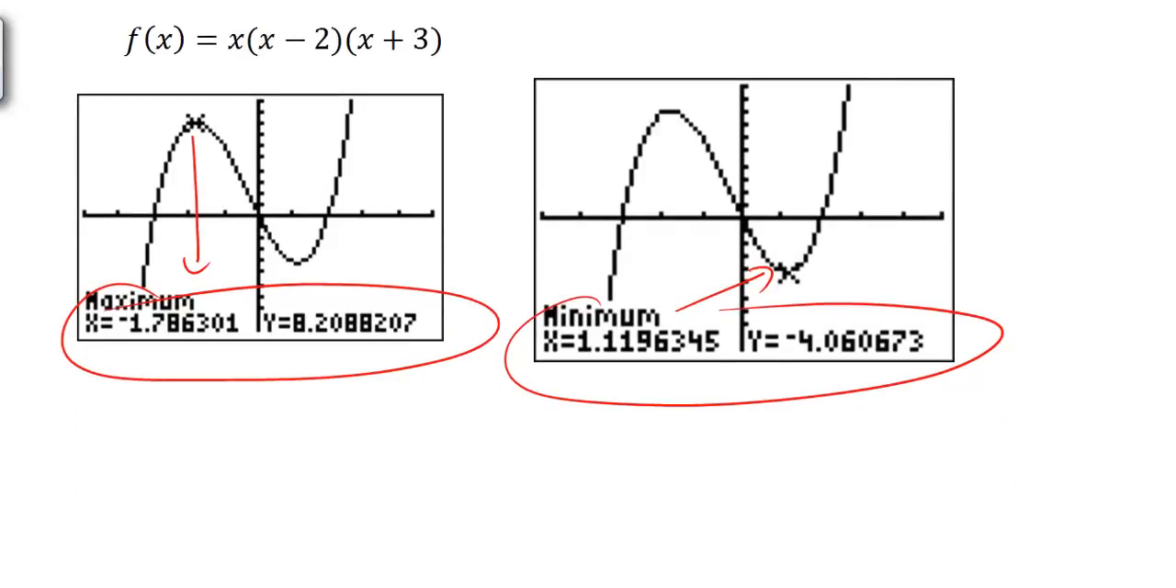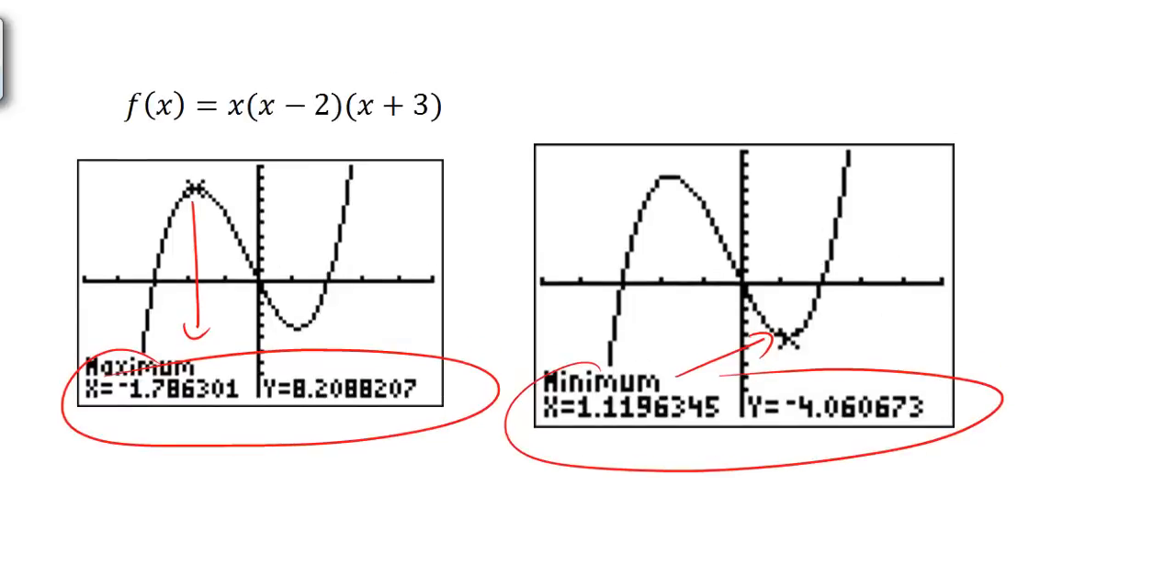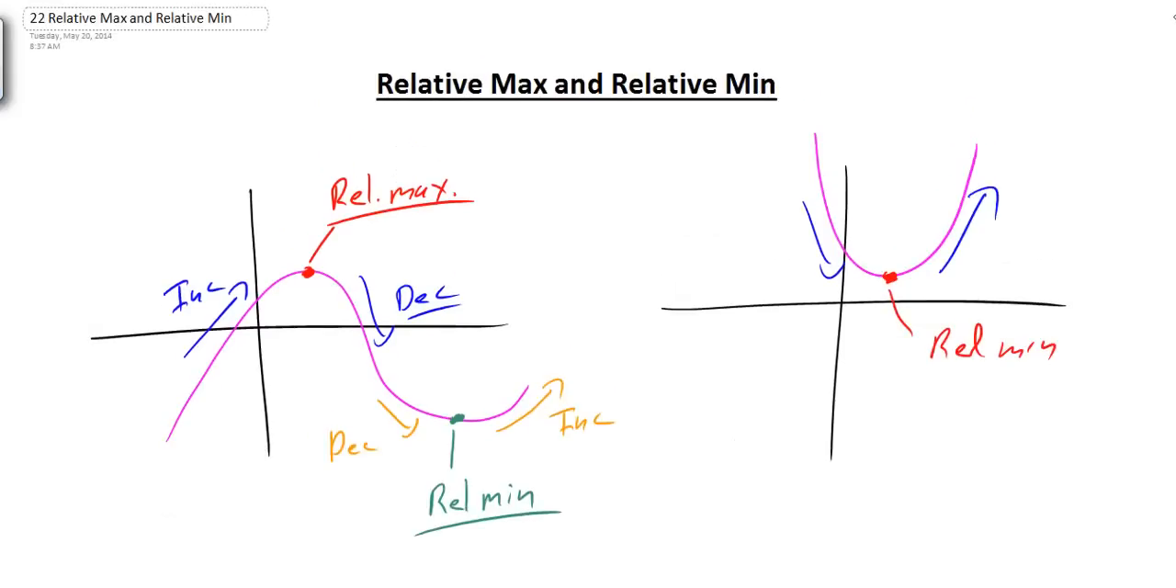Okay, so it's pretty easy to identify. We're just looking at where does the graph change from increase to decrease or from decrease to increase, and we could simply plug this into the calculator to calculate your relative max and relative minimum points.